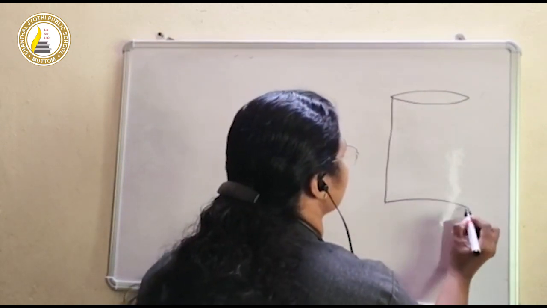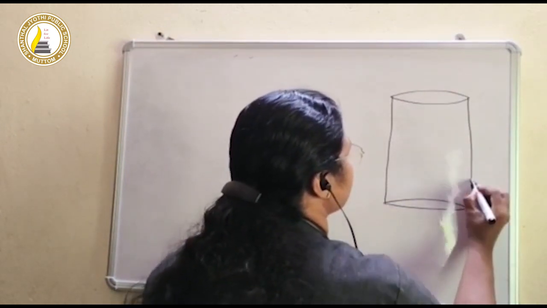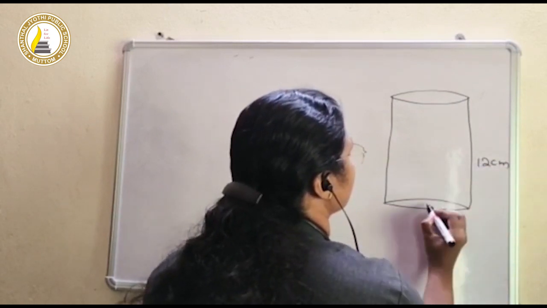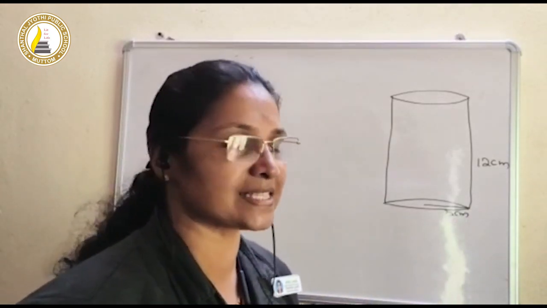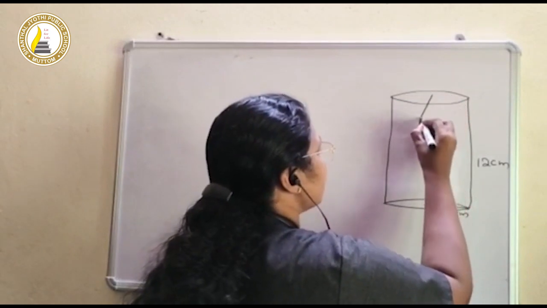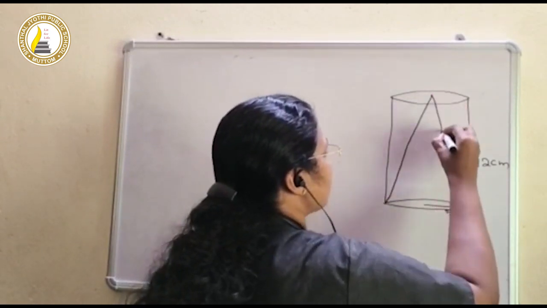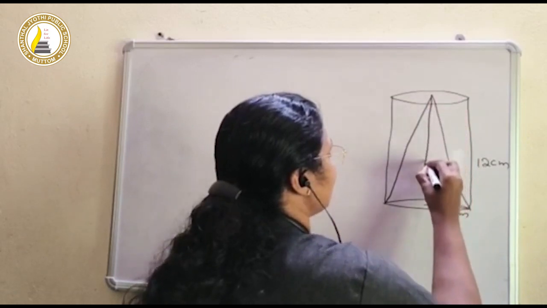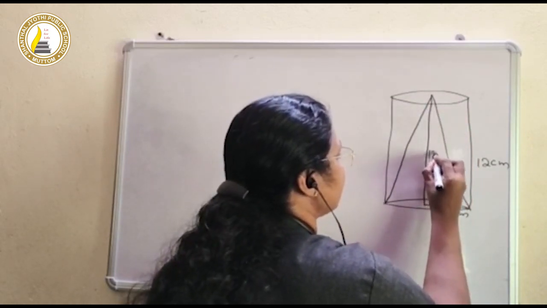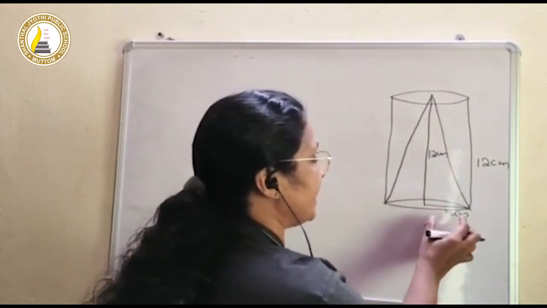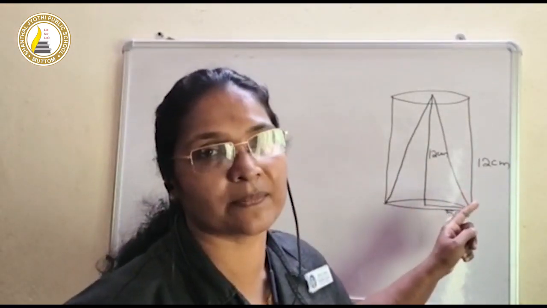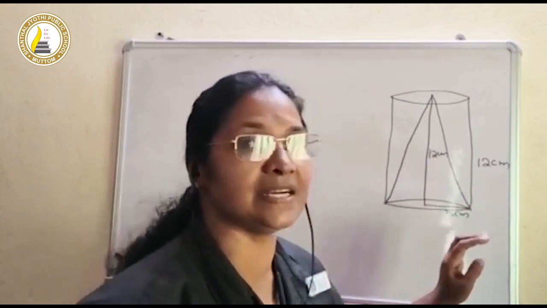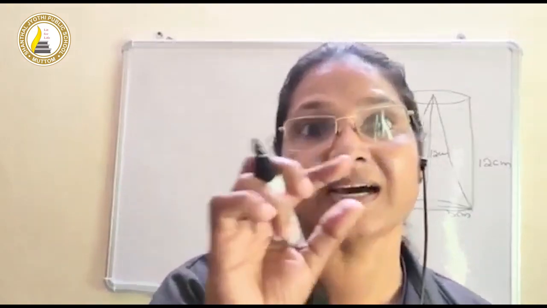Consider a cylinder with a height 12 centimeter and a radius 5 centimeter. We are carving out a cone of maximum volume from this cylinder. So, this cone is of height 12 centimeter and radius 5 centimeter, same as the height and radius of the cylinder, since it is of maximum volume. We are taking out this cone from this cylinder. Then imagine the figure.